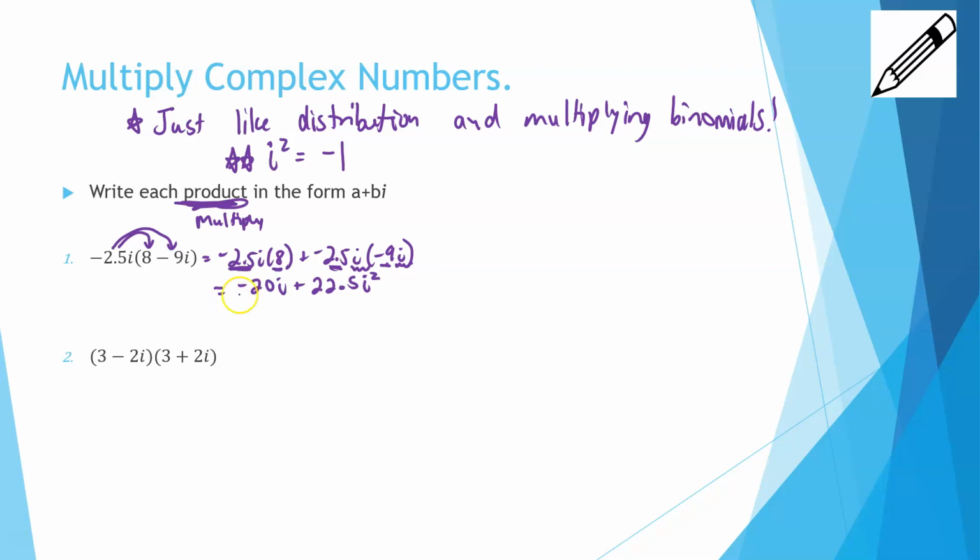Okay? Now is where this comes into play. I have an i squared. I have negative 20i plus 22.5 times negative 1. That is always going to flip the sign. Okay, so I have a negative 20i minus 22.5. And again, usually we write it in the form a plus bi. So we'd usually convert that negative 22.5 to the front, minus 20i.